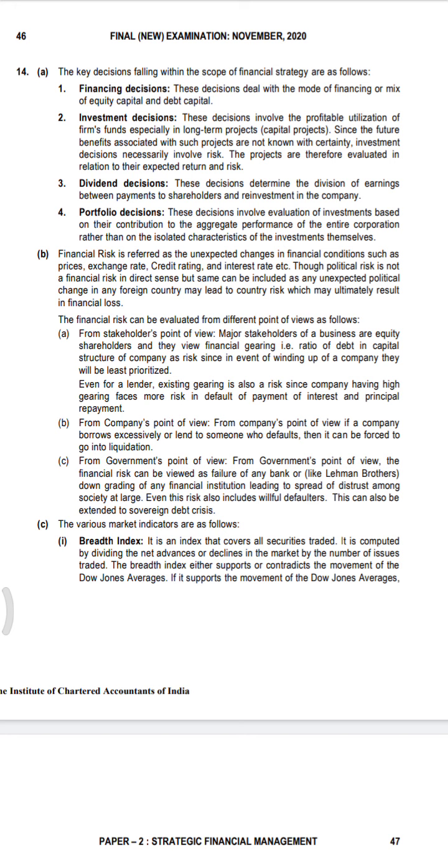From company's point of view, if a company borrows excessively or lends to someone who defaults, then it can be forced to go into liquidation. From government's point of view, the financial risk can be viewed as a failure of any bank, like Lehman Brothers, or downgrading of any financial institution leading to spread of distrust among society at large. Even the risk includes willful defaulters. This can also be extended to sovereign debt crisis.